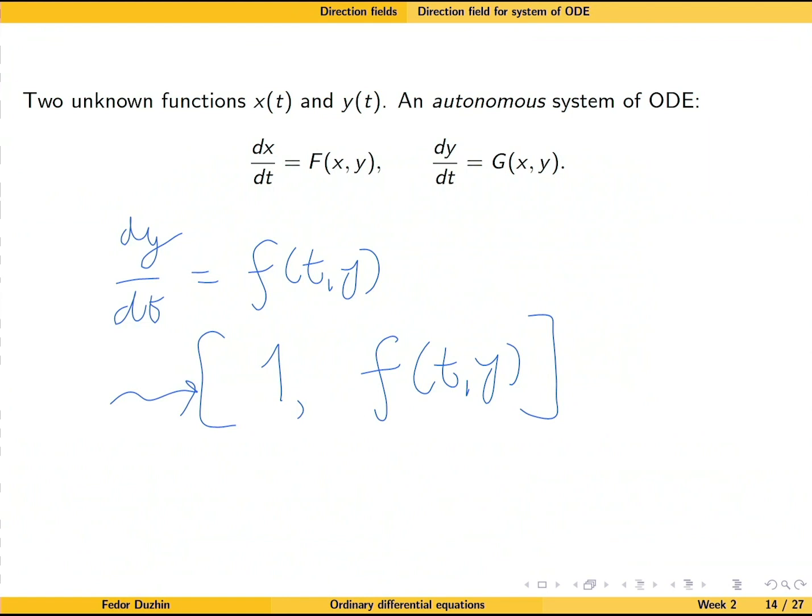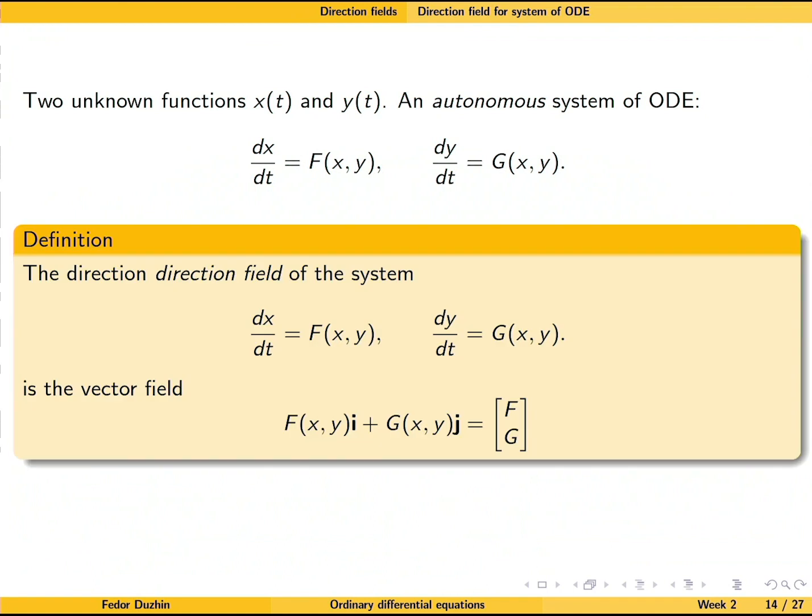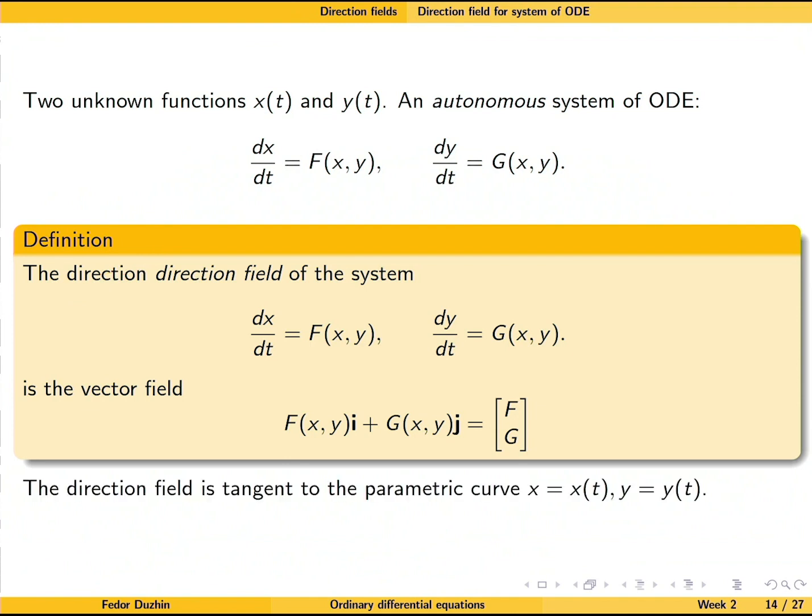If we have two unknown functions, then we can introduce a system of differential equations. And then, by definition, the direction field of the system is just a vector field with components f and g. And, because of the same reasons as the direction field of a single differential equation, the direction field of a system of differential equations is going to be tangent to the parametric curve x of t and y of t.